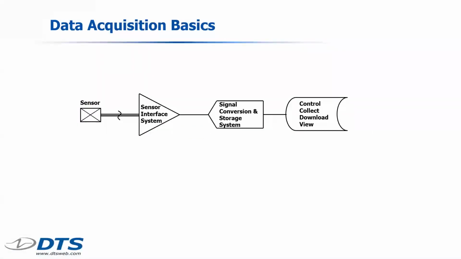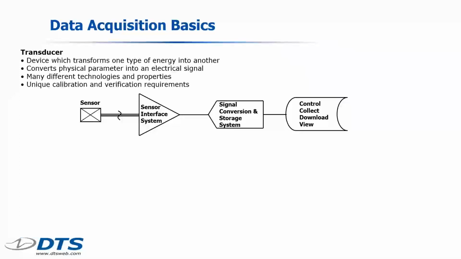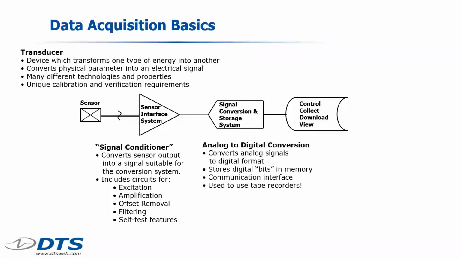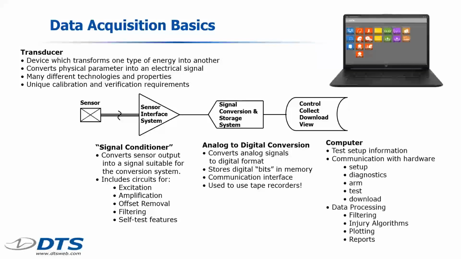Data acquisition basics review. We went through this in the first part, and it starts with a transducer that converts the physical world into an electrical signal. We then have a sensor interface system, sometimes called the signal conditioner, that converts the sensor output into something we can work with, digitize, and store in the analog to digital conversion section. And finally, we have a computer running software that allows us to set up, communicate with the hardware, and then do some downloading and processing when we are through.